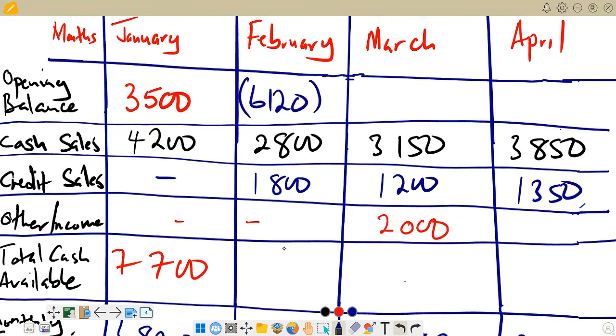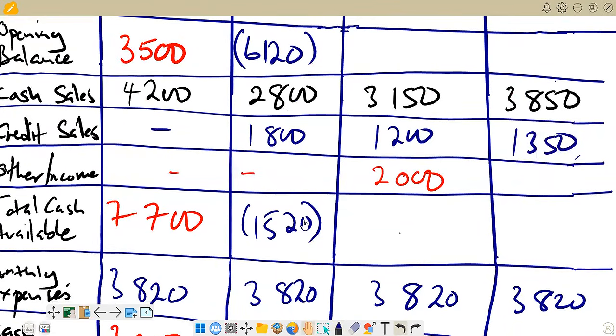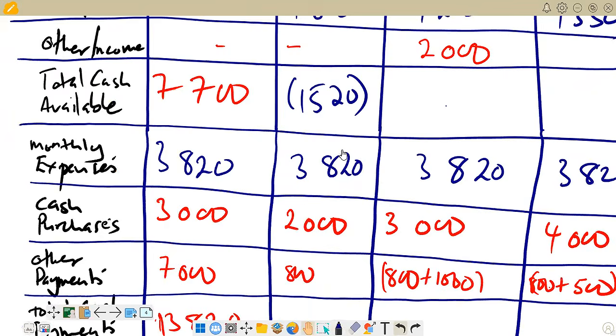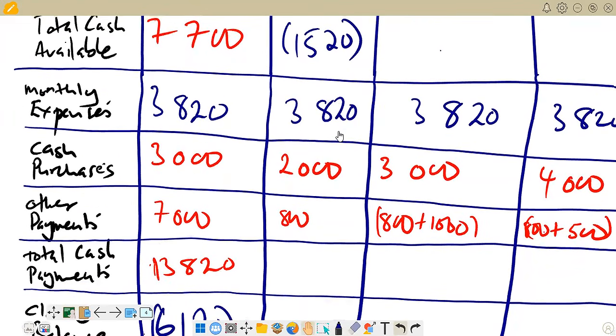So here in other sections we put the figures. We are coming to total cash available now. We are saying this negative 6,120 plus 2,800 plus 1,800, then we get a negative 1,520. This is total cash available. So we are now going to payments. On payments, we are adding 3,820 plus 2,000 plus 800. Then for total cash payments, we get 6,000. Let's try to see. Yes, we get 6,620.